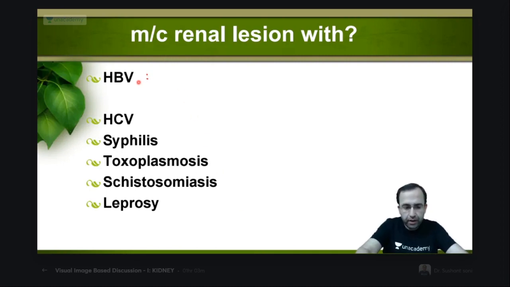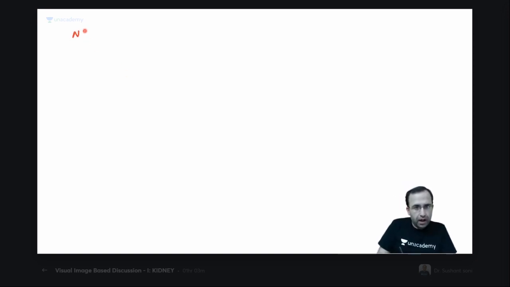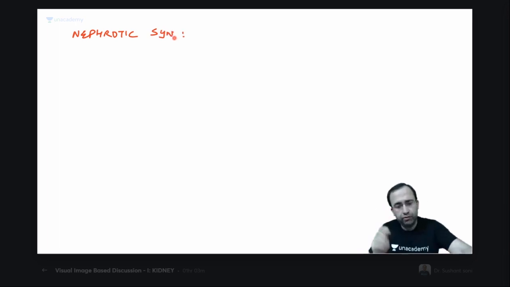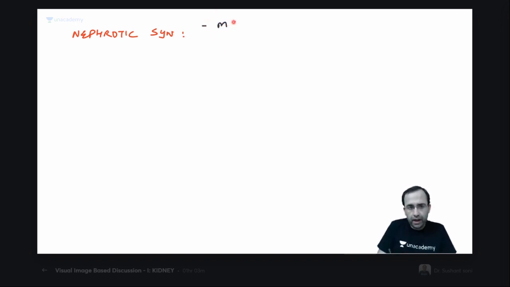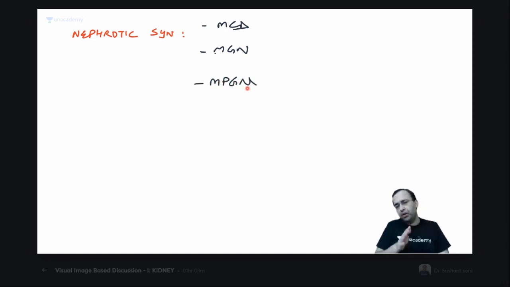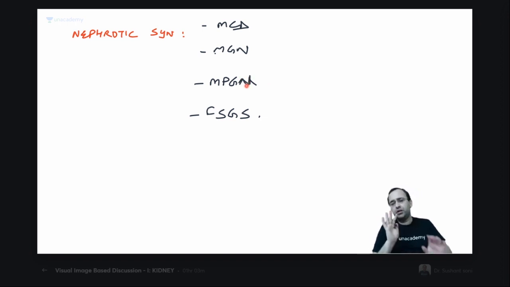First point, look, there are 4 primary nephrotic syndromes. I can divide nephrotic syndromes into 4 types. PSGN is not nephrotic. MCD, minimal change disease. MGN, membranous glomerulonephritis. MPGN, membranoproliferative glomerulonephritis, and FSGS, focal segmental glomerulosclerosis. These are the 4 primary nephrotic syndromes: MCD, MGN, MPGN, FSGS.